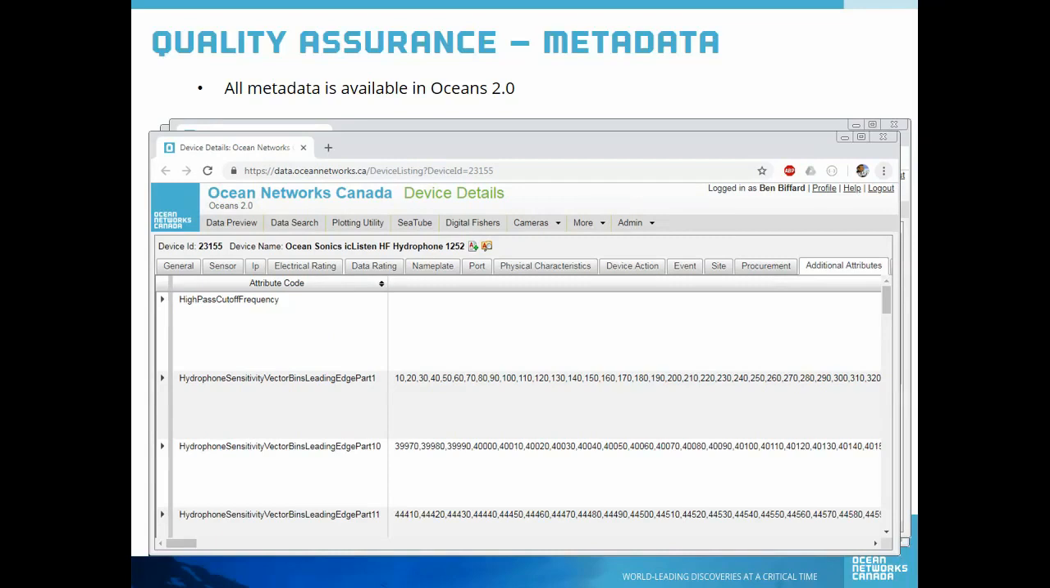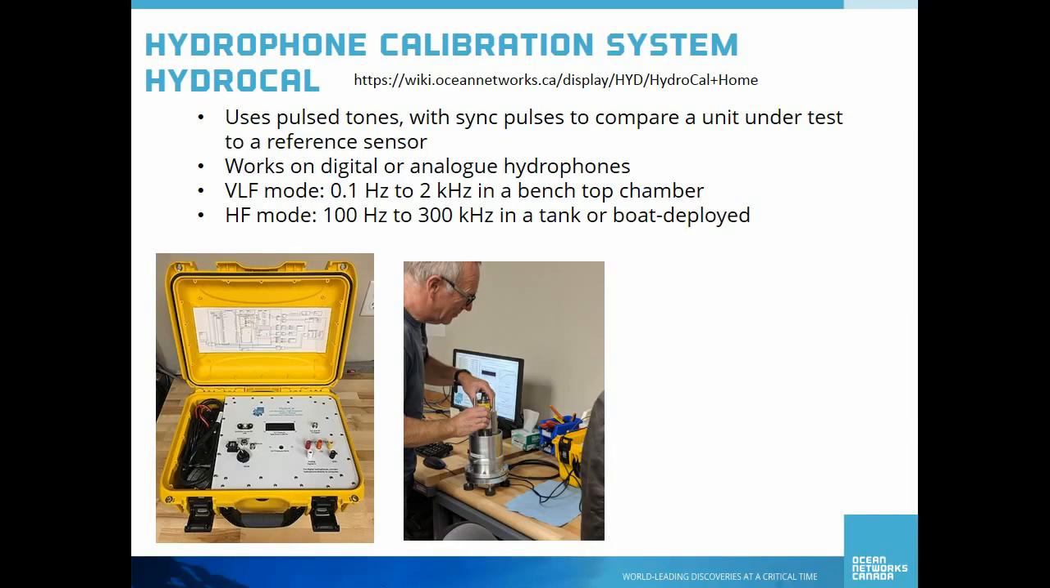And how do you calibrate the hydrophones? Here's my segue. We have a new hydrophone calibration system. It's basically this yellow box here that Manuel and Tom built. It works with pulse tones to interrogate a unit under test, and we compare it to a reference sensor. It can be a pressure sensor or another calibrated hydrophone to compare to. It works on digital and analog hydrophones.